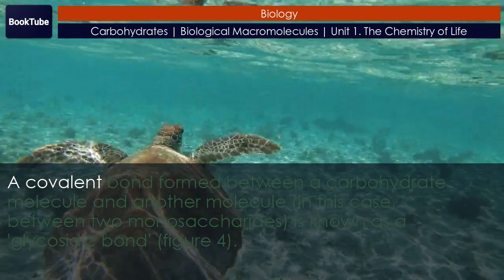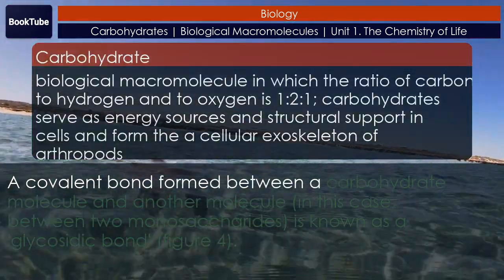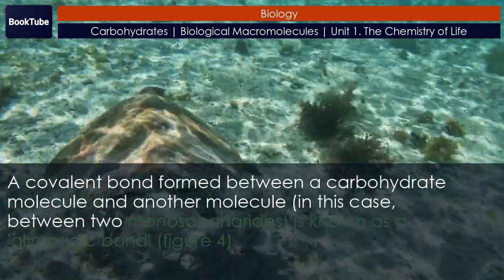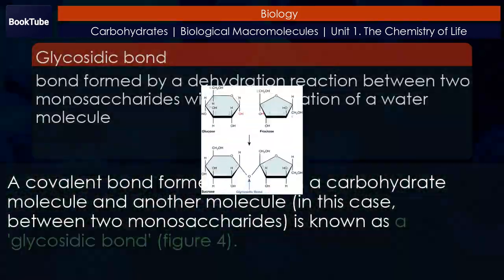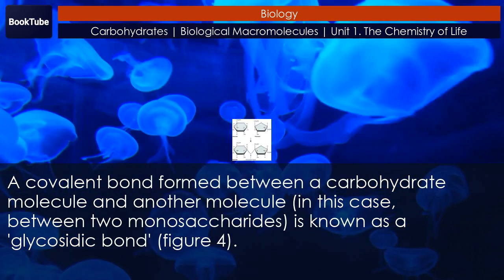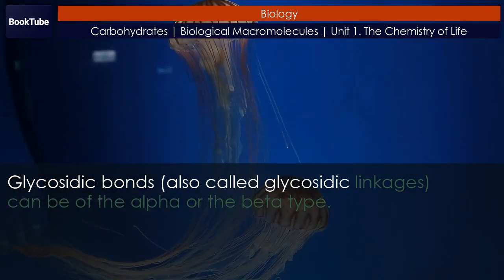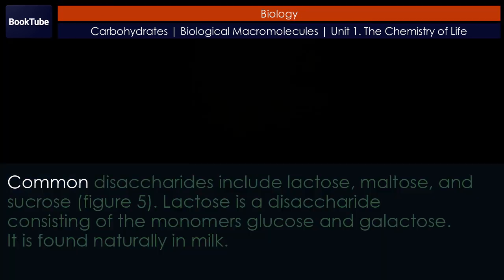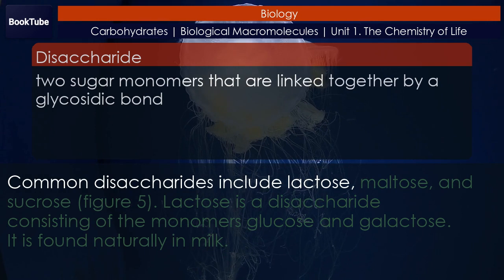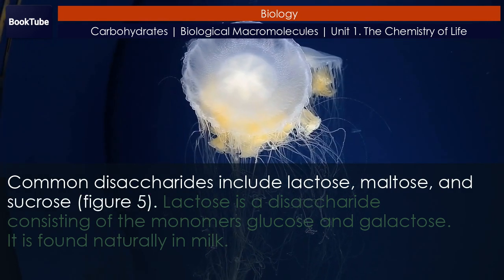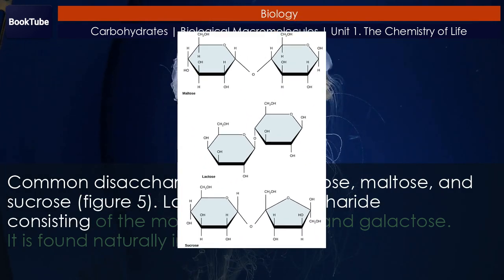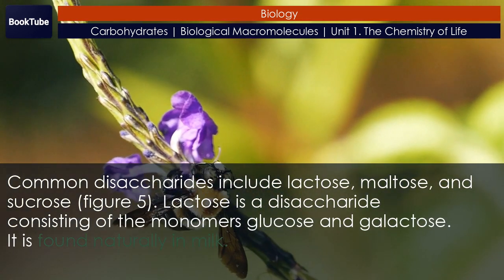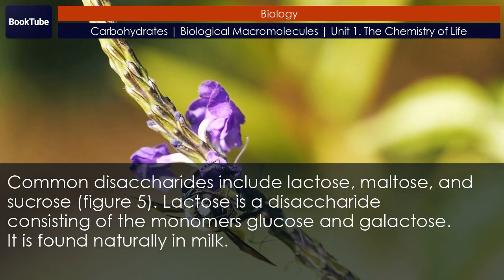A covalent bond formed between a carbohydrate molecule and another molecule, in this case, between two monosaccharides, is known as a glycosidic bond. Figure 4. Glycosidic bonds, also called glycosidic linkages, can be of the alpha or the beta type. Common disaccharides include lactose, maltose, and sucrose. Figure 5. Lactose is a disaccharide consisting of the monomers glucose and galactose. It is found naturally in milk.